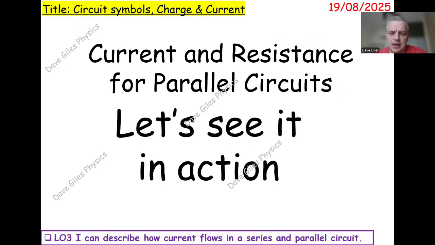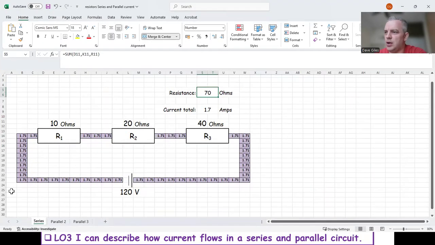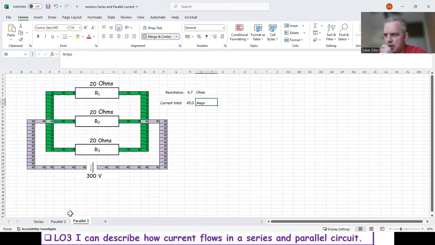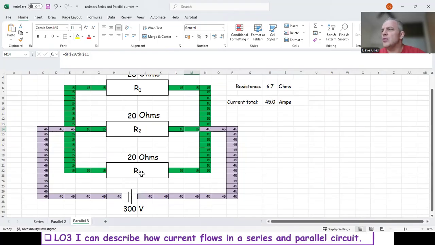I'll move on to looking at resistance in a parallel circuit. Okay, so I'll go to 3 resistors here. You can see here that the total resistance is 6.7 ohms, and the total current is 45 amps. The 45 amps, you'll notice, comes here and it's split. 45 amps here, split into 15, 15, and 15.